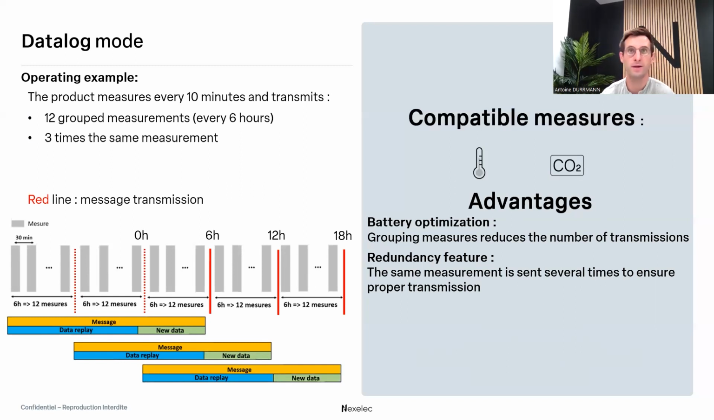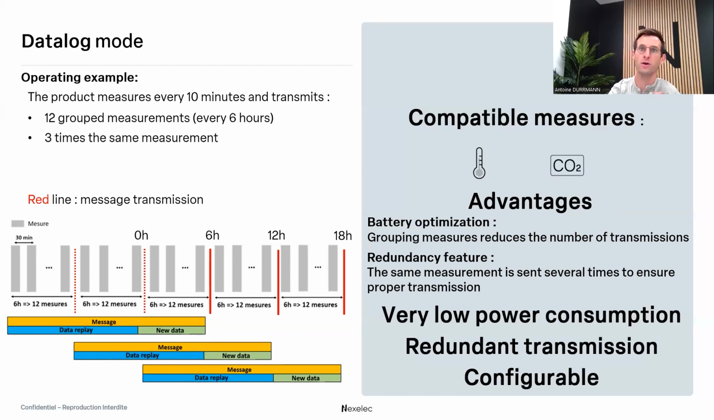In this way, the temperature measurement taken at 3 a.m. will have been transmitted once at 6 a.m., a second time at midday, and a third time at 6 p.m. This maximizes the probability of correct transmission. Using data log mode, you can get all the measurements while keeping a very long battery lifetime.